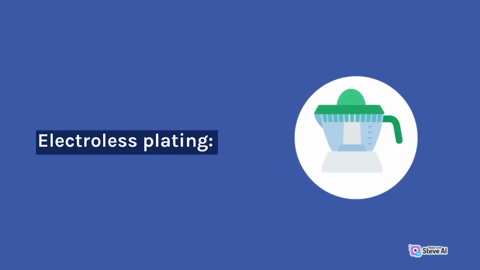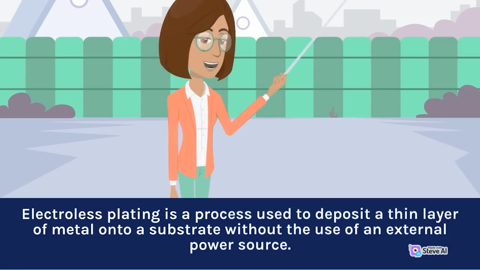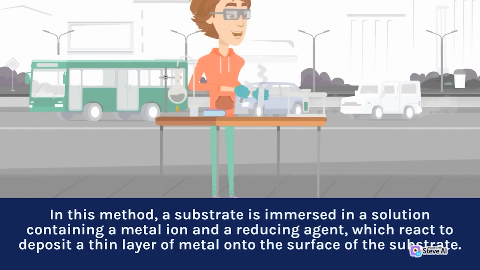Electroless plating. Electroless plating is a process used to deposit a thin layer of metal onto a substrate without the use of an external power source. In this method, a substrate is immersed in a solution containing a metal ion and a reducing agent, which react to deposit a thin layer of metal onto the surface of the substrate.